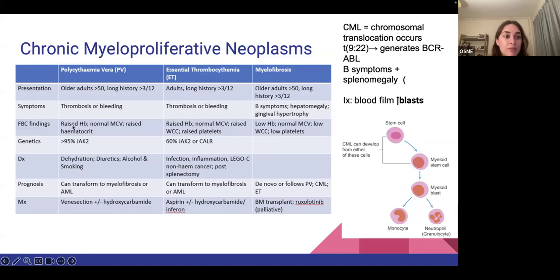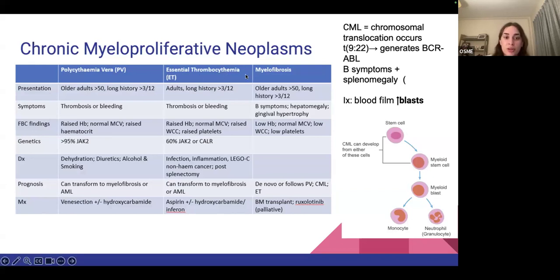And then on a full blood count, they'll have a raised hemoglobin, a normal MCV, and a raised hematocrit because the concentration of red blood cells has increased within the blood. It's due to a JAK2 mutation, and the way you treat it is literally by bleeding off the excess blood, so venesection.